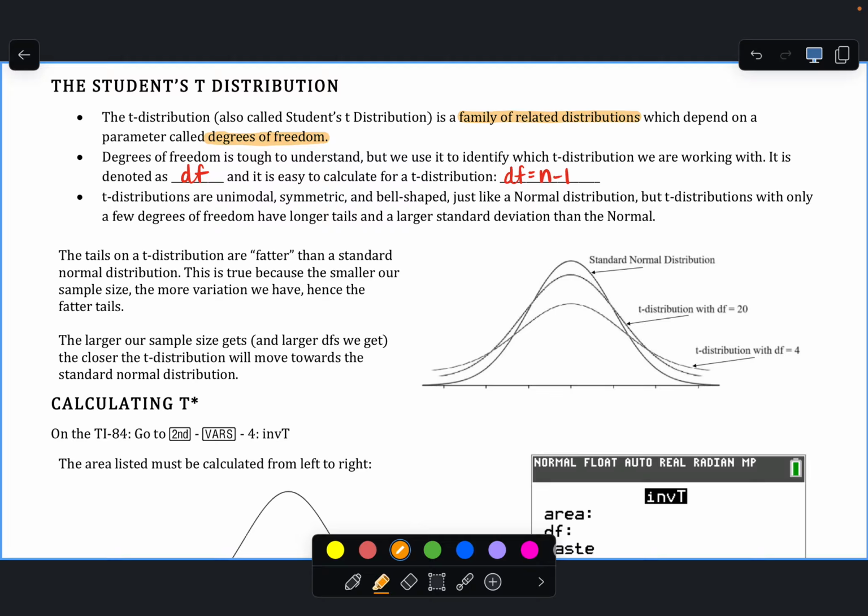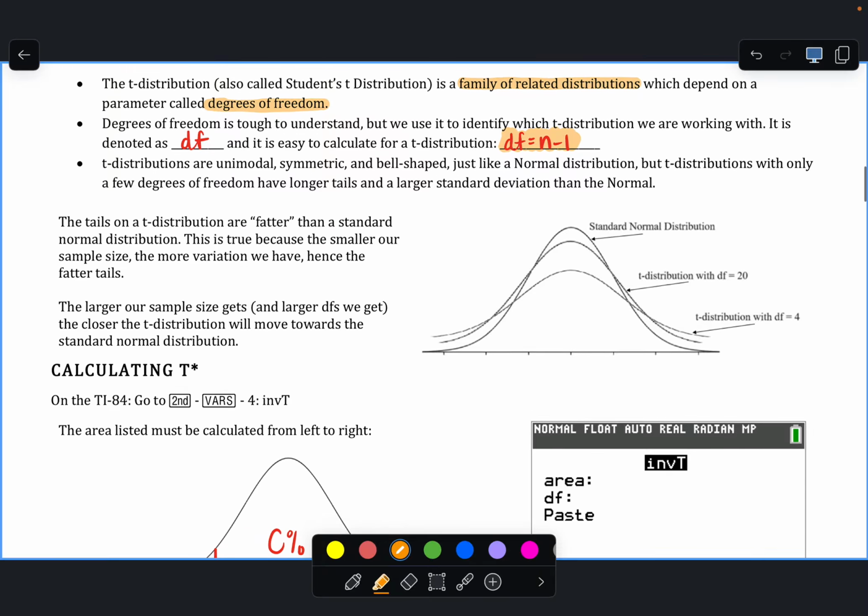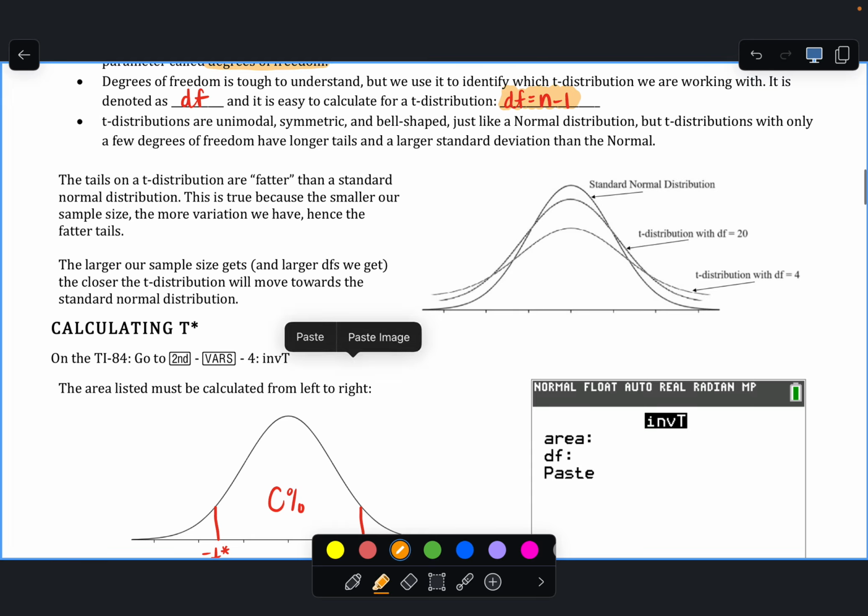I know it's a big concept, but they're not going to ask you to explain what a degree of freedom is. That's above introductory stats. All you have to know is that if I am calculating degrees of freedom, it is sample size minus 1. So each of these T distributions has a different distribution depending on its sample size. They are still going to be unimodal. They're still going to be symmetric. What is going to change is the tails.